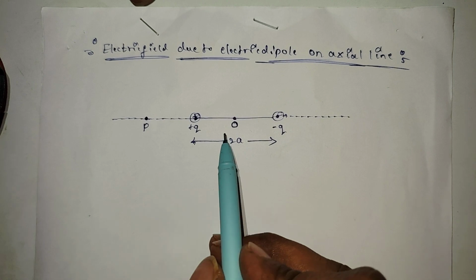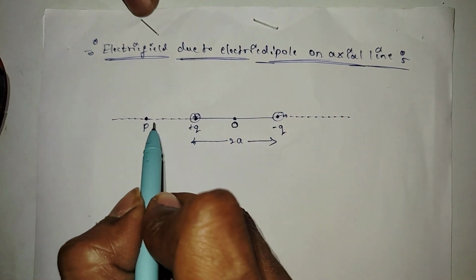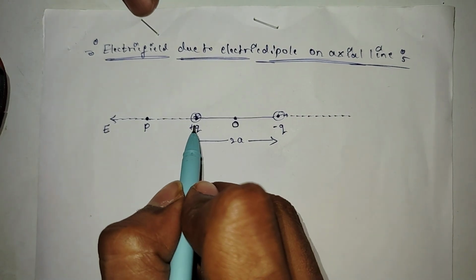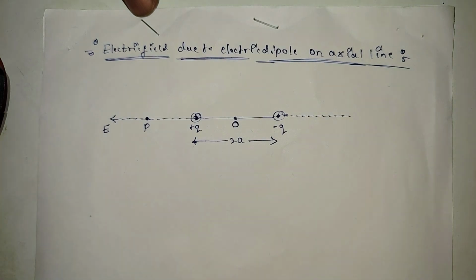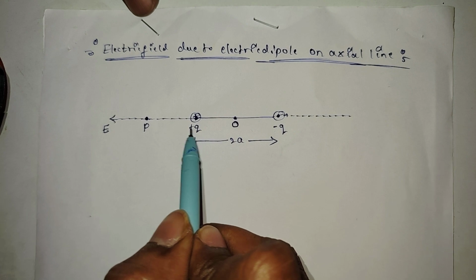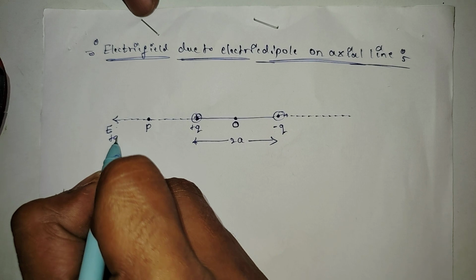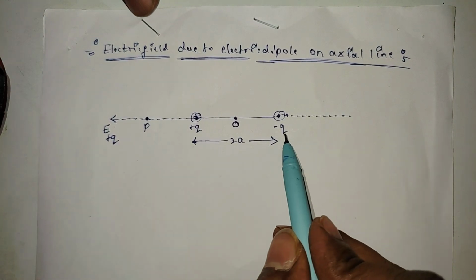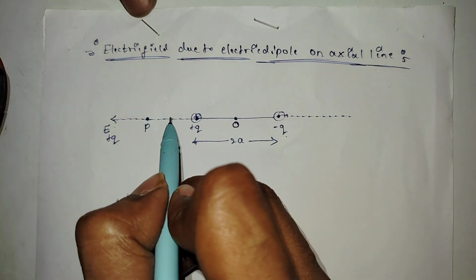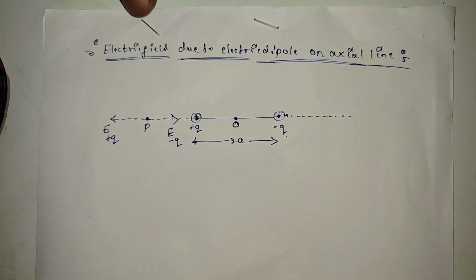You already know the representation of the electric field. Here plus Q exerts an electric field radially outwards. The positive charge creates the electric field radially outwards, that is E plus Q. The minus Q charge, the negative charge, creates the electric field radially inward, that is E minus Q.